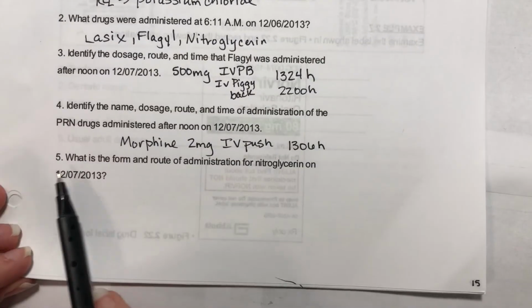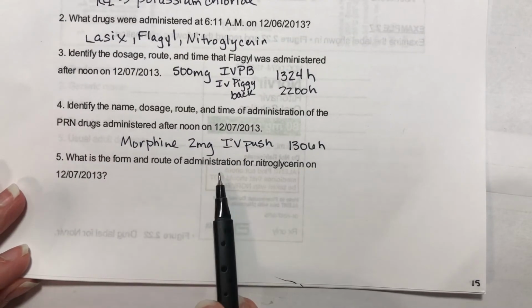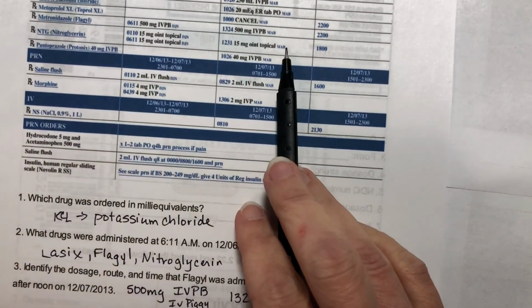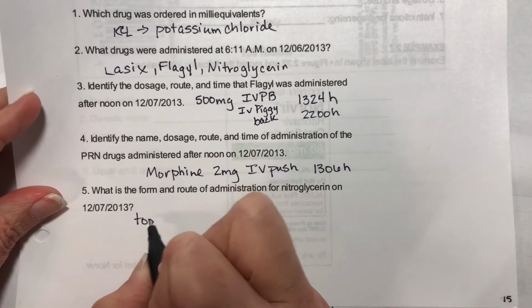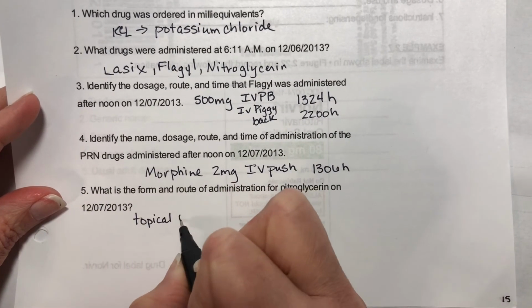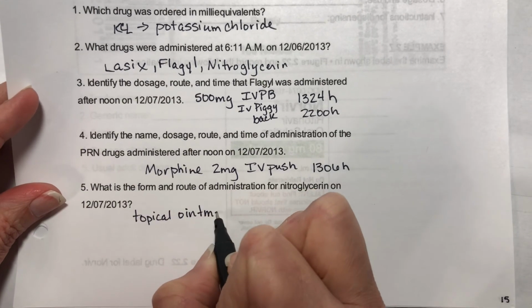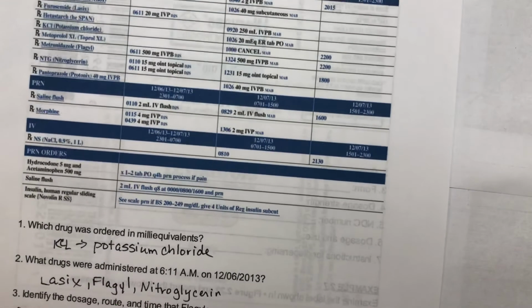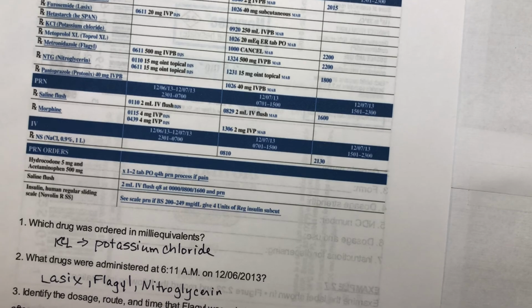Okay. And then what is the form and route of administration for nitroglycerin on the 7th? Nitroglycerin on the 7th, it was a topical ointment. Okay, so that's example 2.5.